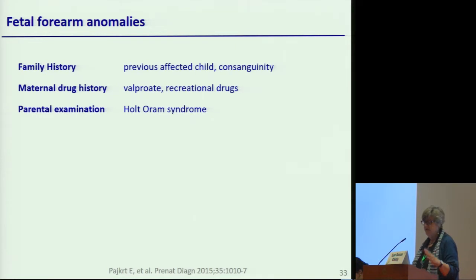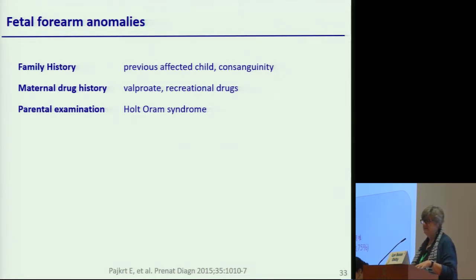I'm going to end by talking about fetal forearm abnormalities. Again, you can do this very logically and get to a diagnosis in many cases. First of all, think about the family history. Is there a previous affected child? Is there consanguinity? Is there likely to be a recessive syndrome? Think about maternal drug history and examine the parents. So fetal forearm anomalies. Holt-Oram syndrome is an autosomal dominant condition which has heart abnormalities and varying degrees of upper limb anomalies.